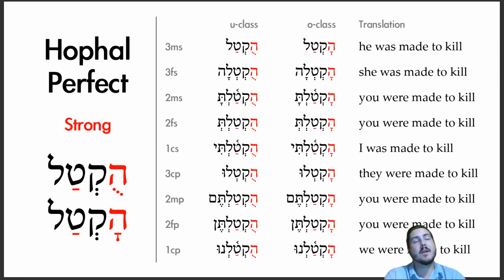The thing too is they appear in both, so you're getting both here. Hoqtal, or huqtal with the qibbuts. Huqtal, or hoqtal. No, it's an o class vowel. That's all you've got to remember.